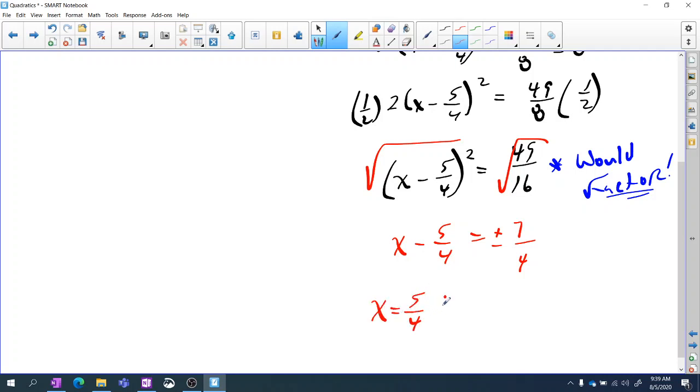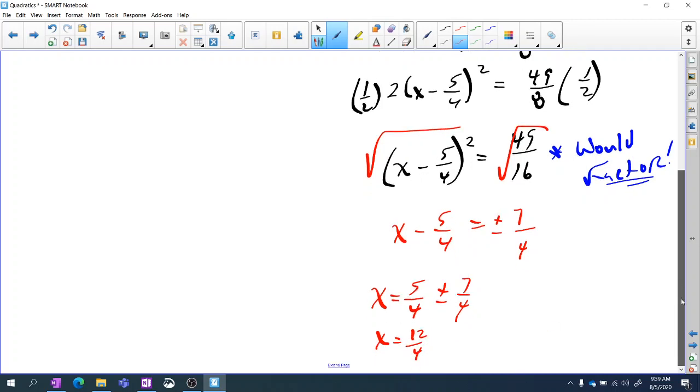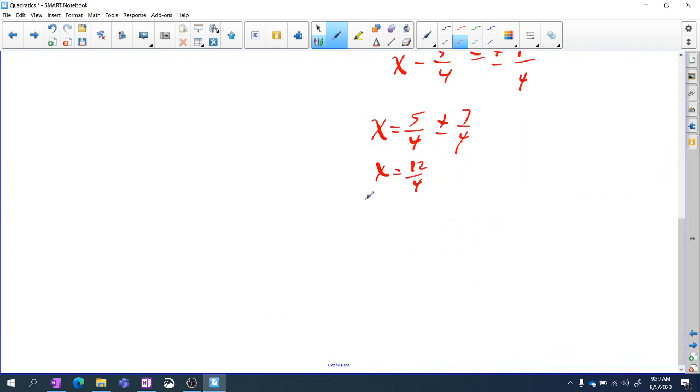So 5/4 plus or minus 7/4. So x would be 5 plus 7, 12 over 4, which is 3. X equals 3. Or 5 take away 7, which would be -2 over 4, and that reduces to -1/2.